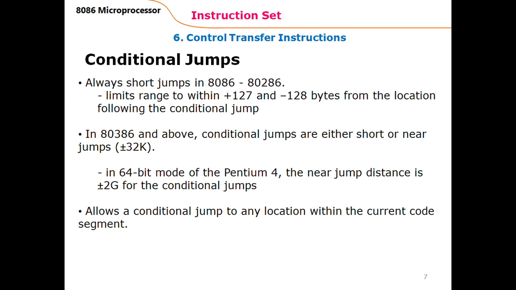So in case of these jumps, the range is plus minus 32 kilo, or in case of Pentium 4 operated in 64-bit mode, the range is plus minus 2G. So in both of these cases, the entire segment is covered. Even if the segment is 64 kilobytes here, or if the segment is 4 gigabytes here, in both cases, the entire segment is covered.